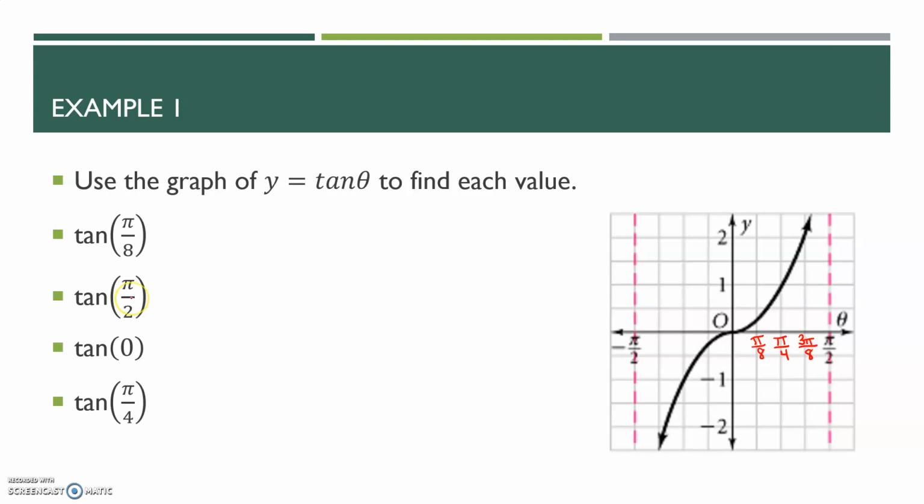All right, so tangent of pi over 8. I go over pi over 8, and what's the value at that point? It's between 0 and 1. I'm going to say that it's about 1/2. It's probably a little less, but that's okay. Tangent of pi over 2: if I go to pi over 2, that's where one of my vertical asymptotes is. So the graph is not going to touch that vertical asymptote. That's kind of the definition of an asymptote. So here it would be undefined.